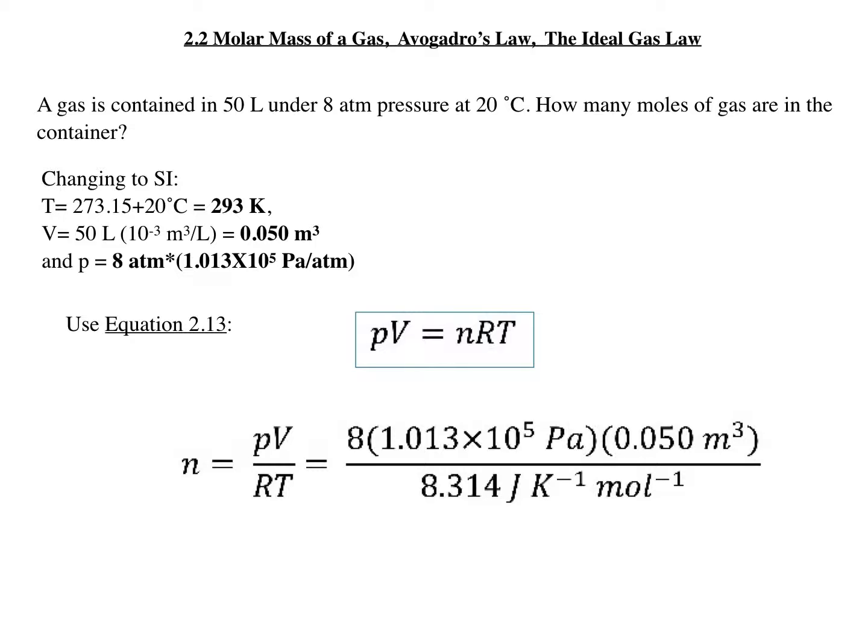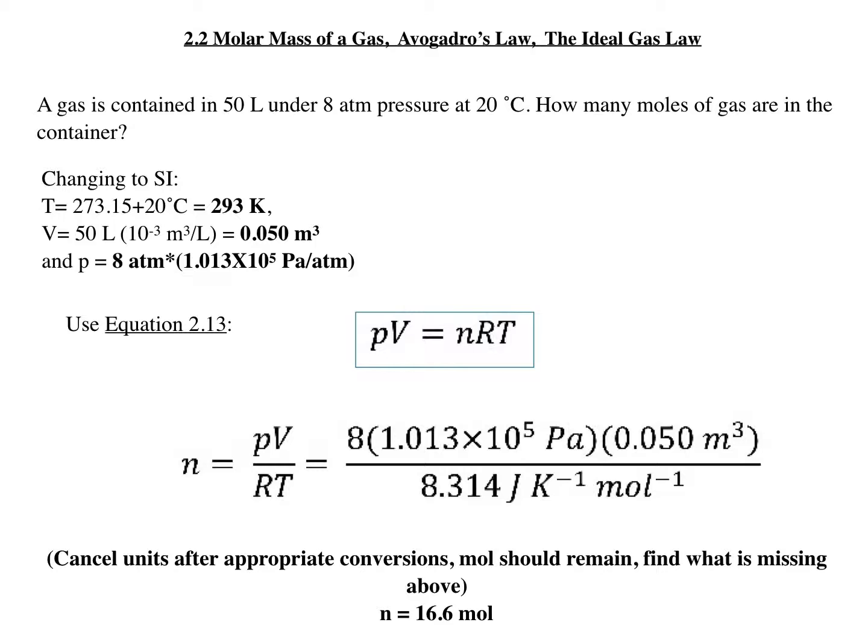So now multiplying the items together and adjusting the units, you should be able to get the number of moles equal to 16.6 moles. In the above substitution, something is missing. I would like you to figure that out. Periodically we try to do this so that you're paying close attention to what we're doing.